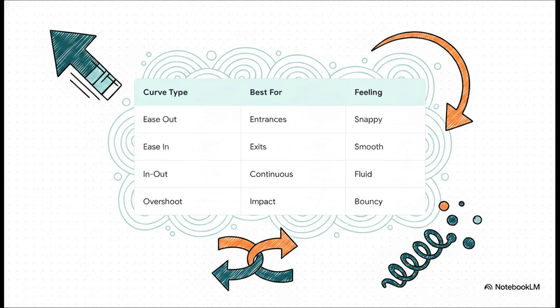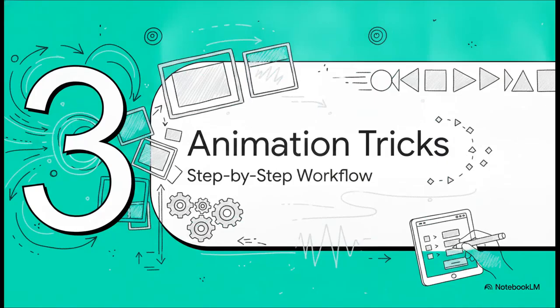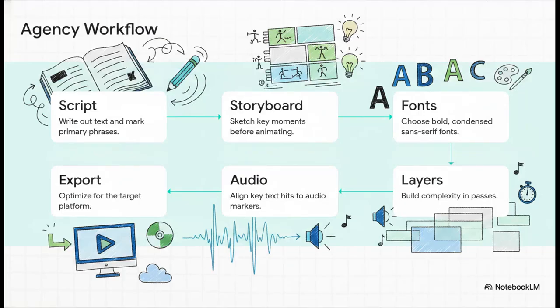And if you have a bouncy, impactful word, you definitely want to throw an overshoot curve on it. Okay, Section 3, Animation Tricks, a step-by-step workflow. So here is that distilled 6-step workflow I promised. Notice how steps 1 and 2 are scripting and storyboarding? Yeah, jumping straight into your software without sketching out your key moments on paper is just a recipe for disaster.